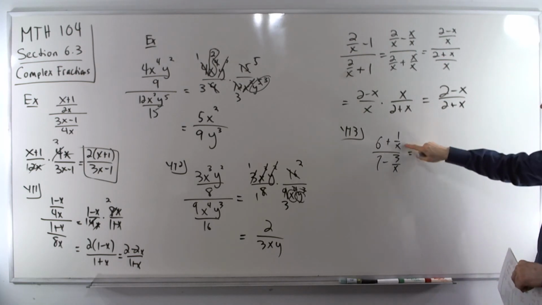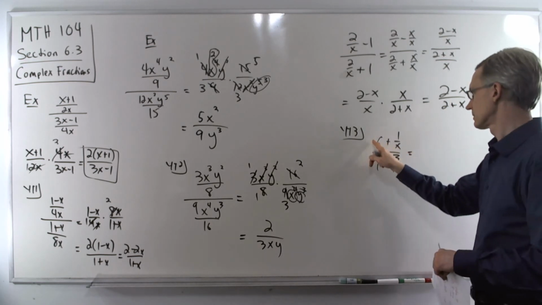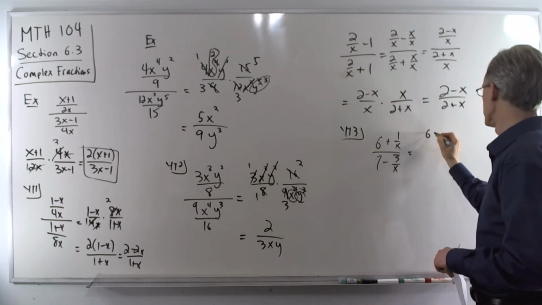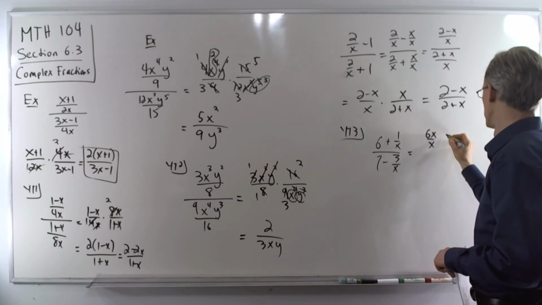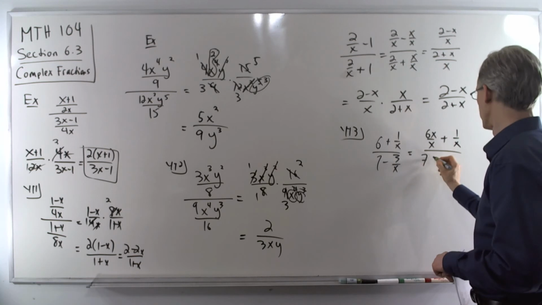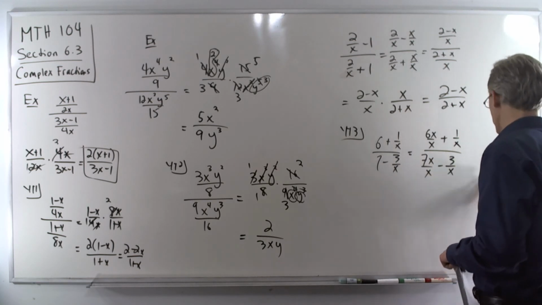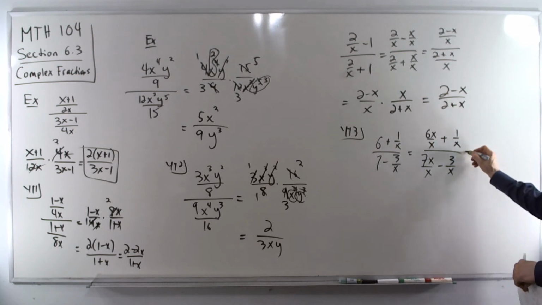So we need a common denominator of x. So we're going to multiply 6 by x over x, and that gives us 6x over x plus 1 over x. Now we'll do the same thing with 7 here, giving us 7x over x minus 3 over x.